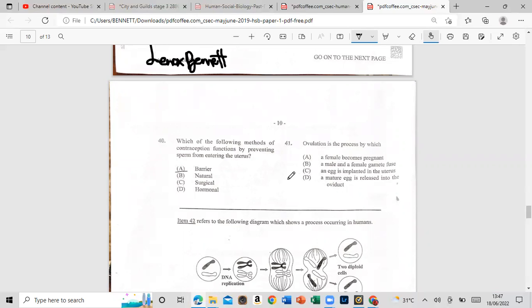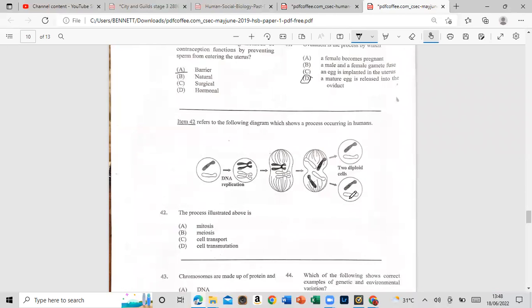41. Ovulation is a process by which A, a female becomes pregnant. B, a male and a female gametes fuse. C, an egg is implanted in the uterus. Or D, a mature egg is released into the oviduct. And that's D. This was on the last paper. If you have not watched that, you need to watch that fast. All right, watch all the videos over and over.